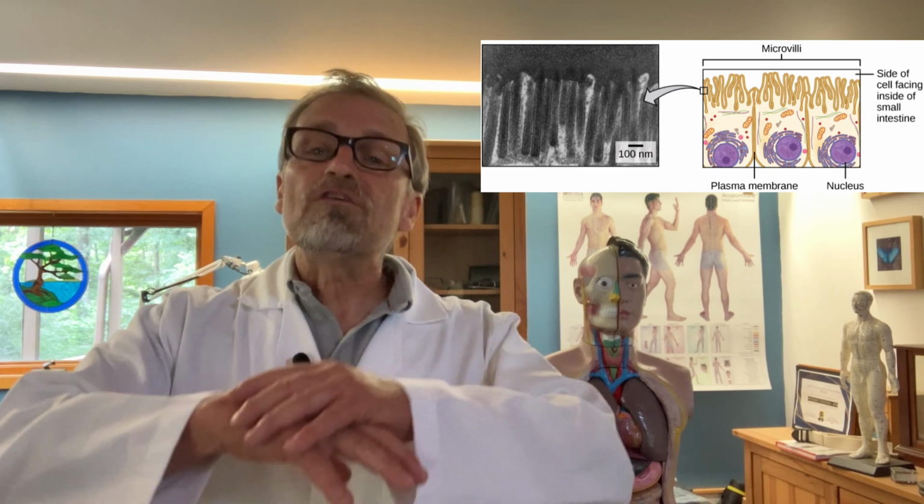The result of all these 3 different dynamics of surface area expansion is that the actual surface area of your small intestine is roughly something like 45 feet by 45 feet. In other words, it went from 2 feet by 2 feet to the size of a tennis court.